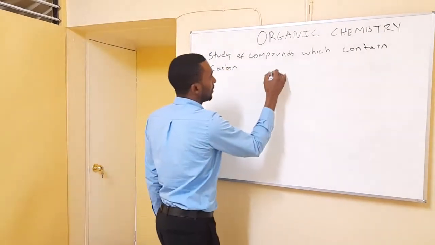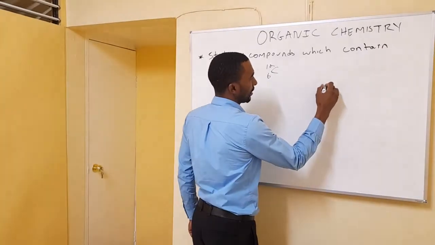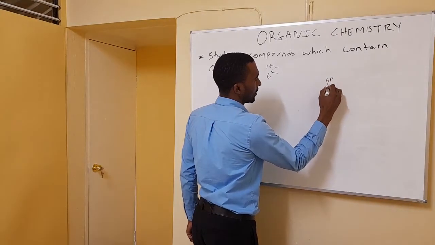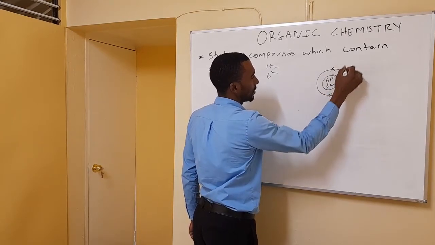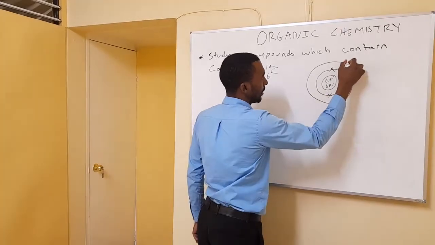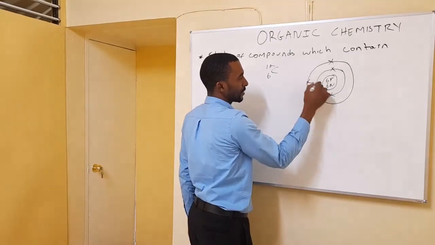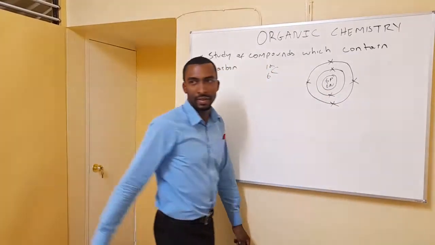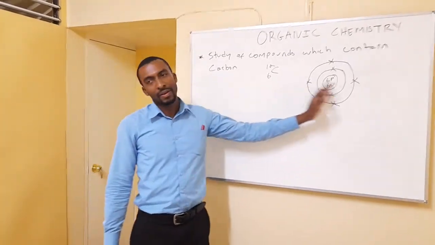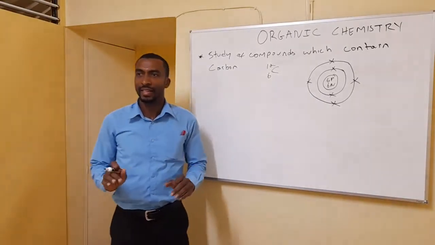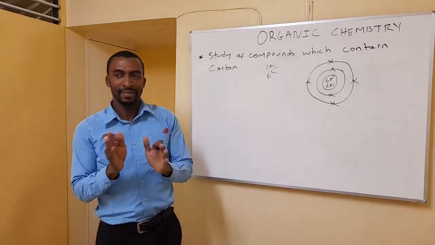Right, so we know carbon has atomic number 6, mass number 12. So we know that it has 6 protons, 6 neutrons, and 6 electrons in total: 2 electrons in the first shell, so it's 4 electrons in the outer shell. So that's carbon. Now, the carbon atom is very versatile. It can form 4 covalent bonds. Normally it's classified as a non-metal.